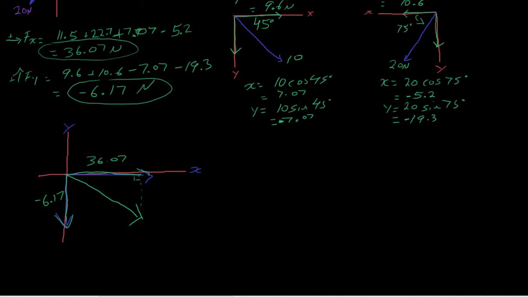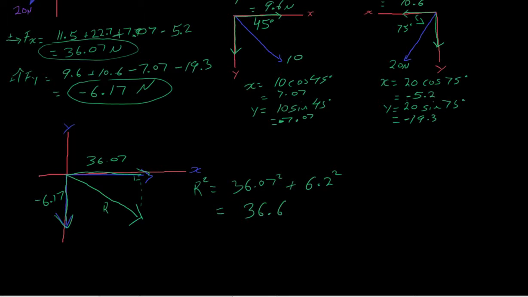So we're going to use Pythagorean theorem, and I'm going to call this resultant. So R squared equals 36.07 squared plus 6.2 squared. The reason I put plus there is because if I put negative, it's going to give me a positive answer anyway, so it doesn't really make a difference. Which equals, and if you work all this out, it's going to equal 36.6. So that gives me the magnitude of this, which is 36.6.